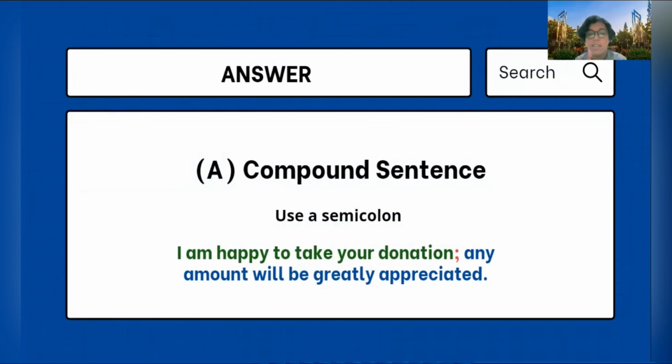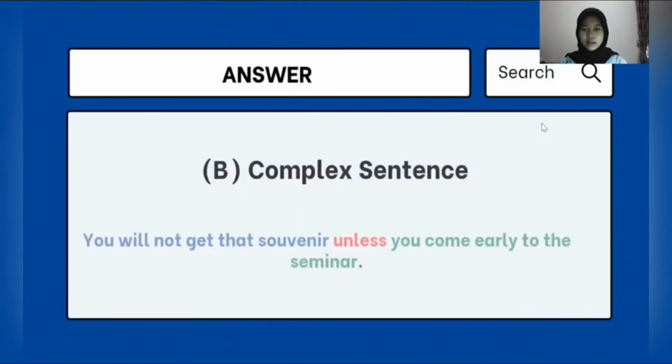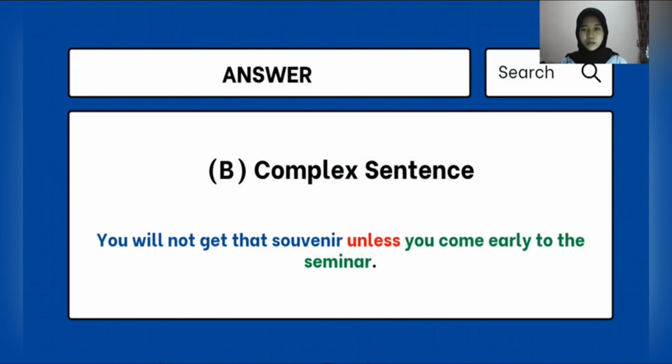That's a nice guess, everybody. Determine the type of sentence below based on its structure. You will not get that souvenir unless you compare it to the similar. A. Compound sentence. B. Complex sentence. C. Compound complex sentence. The answer is C. Complex sentence.